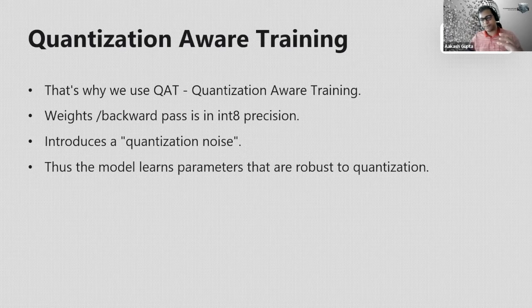So forward pass takes place in float 32, but backward pass takes place in int 8. And that's how you introduce something called quantization noise into the entire process. But because you are doing this during the training process, it makes the model more robust. The output and the parameters have learned those quantization effects.